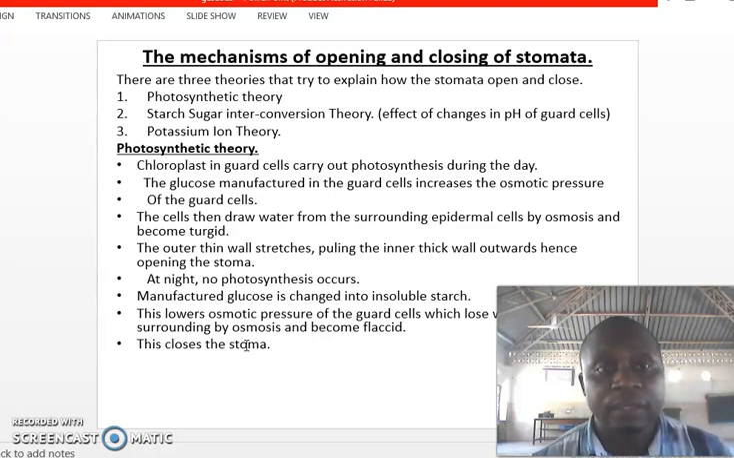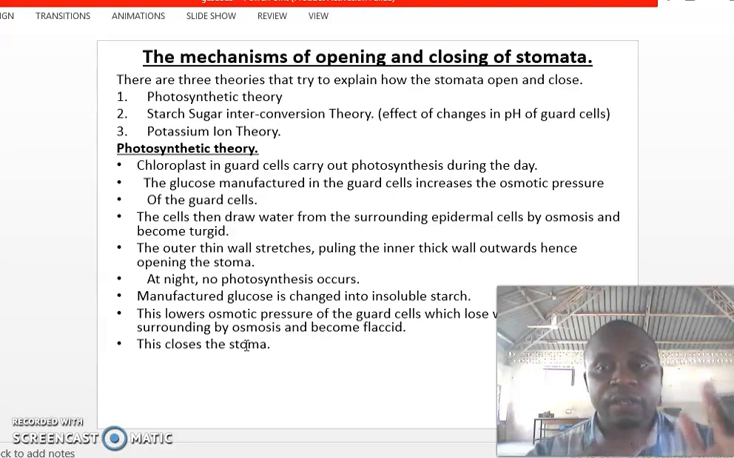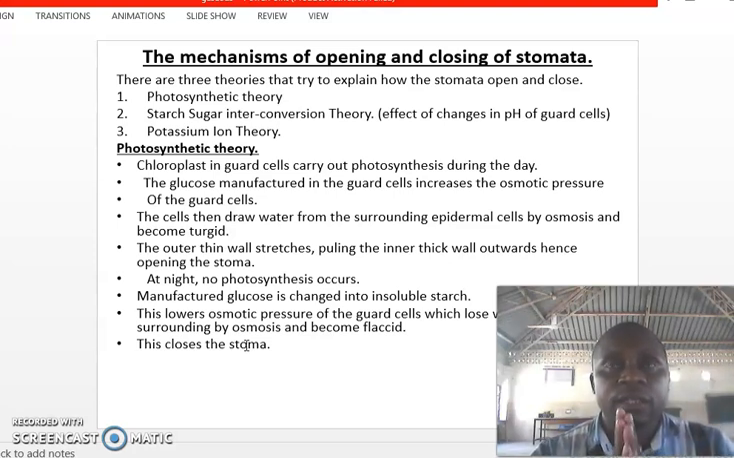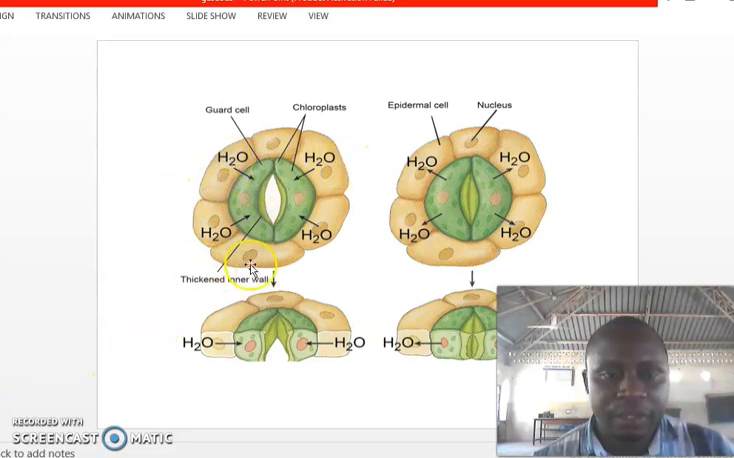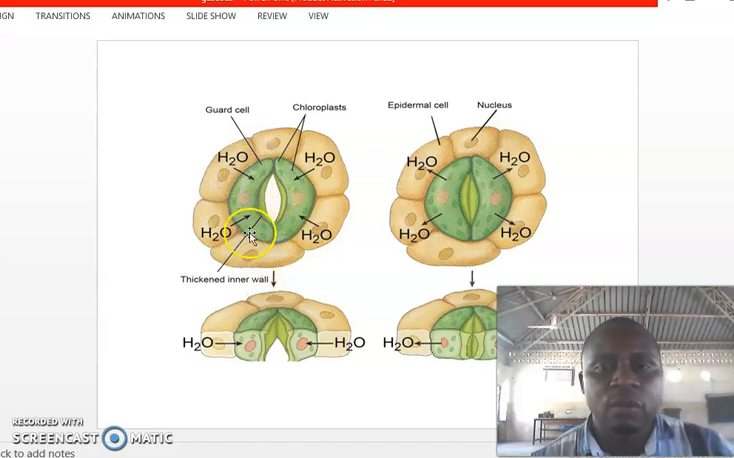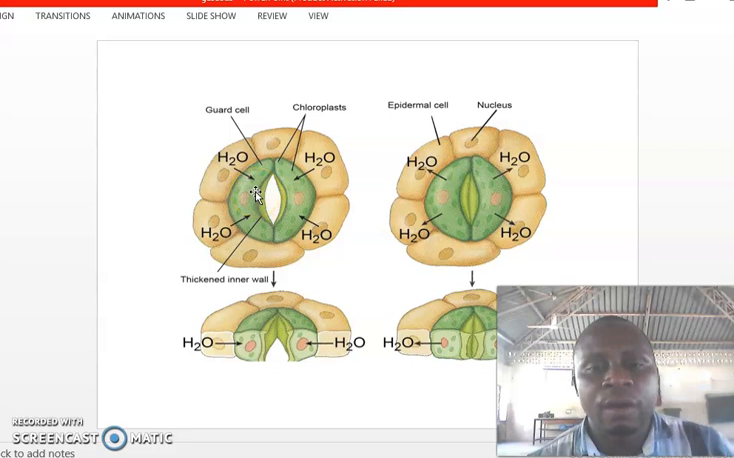photosynthesis occurs, leading to production of sugar. Okay? So when sugar or glucose which has been produced in the guard cell accumulates, the osmotic pressure of the guard cell increases, hence drawing water from the surrounding. Is it clear? As the water accumulates in the guard cells, they become turgid. Because the outer cell wall of the guard cell is thinner than the inner, it stretches, hence pulling the thicker inner walls, therefore opening the stomata. Is it clear?